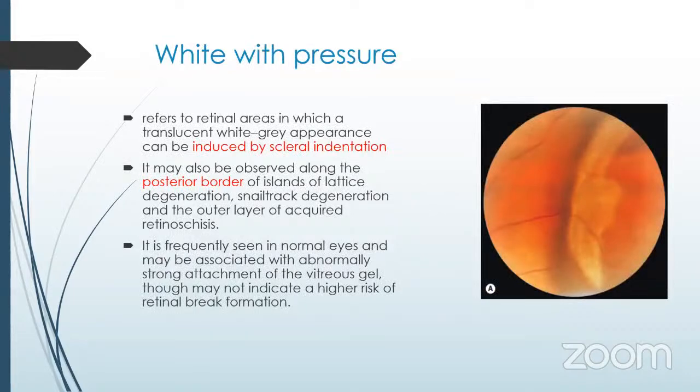Next comes the lesion that is white with pressure. It refers to a retinal area with a translucent white-gray appearance, which can be induced by scleral indentation, most commonly observed along the posterior border of islands of lattice degeneration, snail-track degeneration, and the outer layer of acquired retinoschisis. It is frequently seen in normal eyes and may be associated with abnormally strong attachment of the vitreous gel, though it may not indicate a higher risk of retinal break formation.